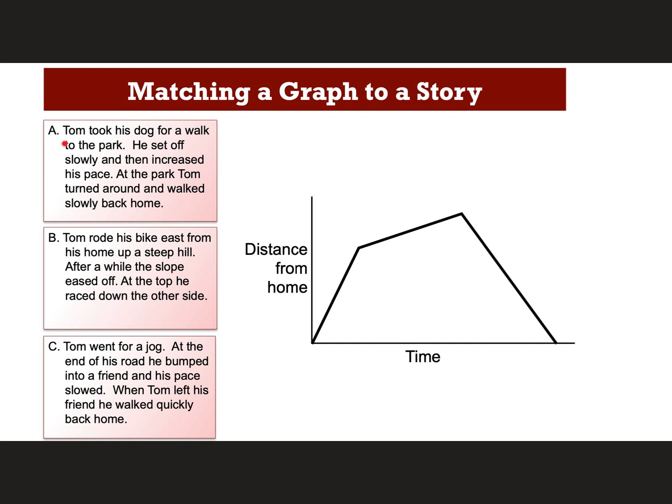A. Tom took his dog for a walk to the park. He set off slowly and then increased his pace. At the park, Tom turned around and walked slowly back home. B. Tom rode his bike east from his home up a steep hill. After a while, the slope eased off. At the top, he raced down the other side. Or C. Tom went for a jog. At the end of his road, he bumped into a friend and his pace slowed. When Tom left his friend, he quickly walked back home. So pause the video and decide which one you think matches this graph.